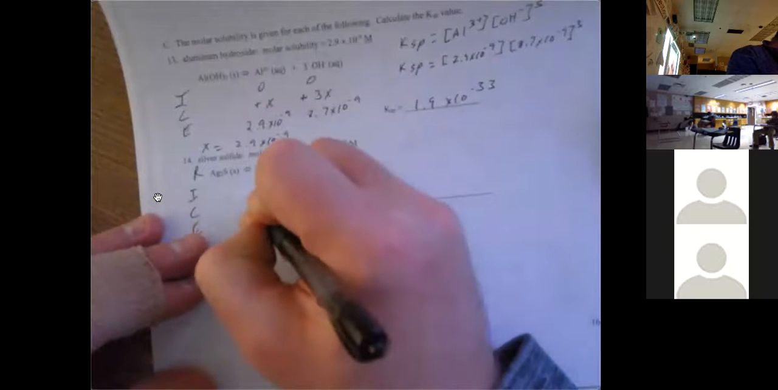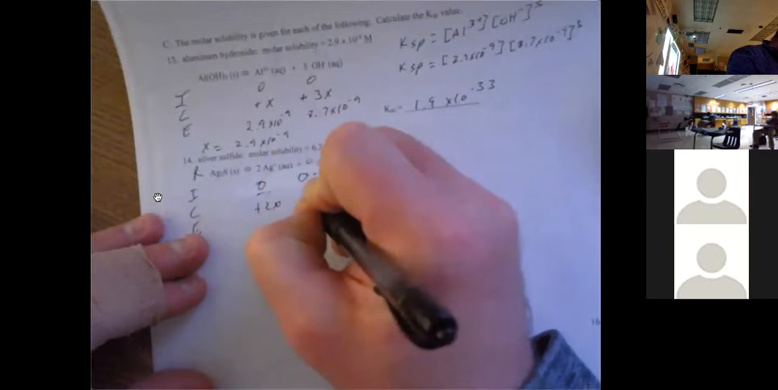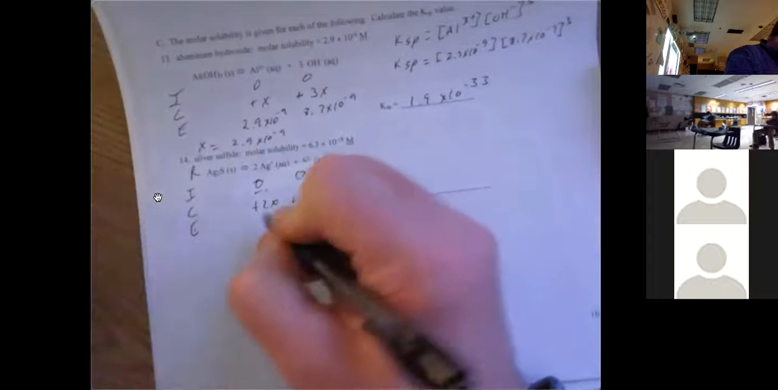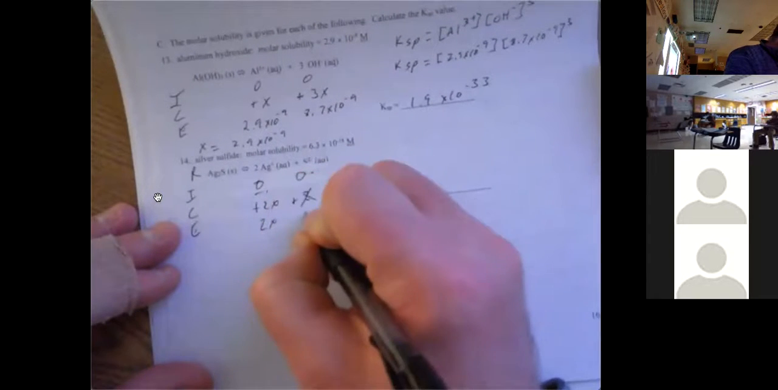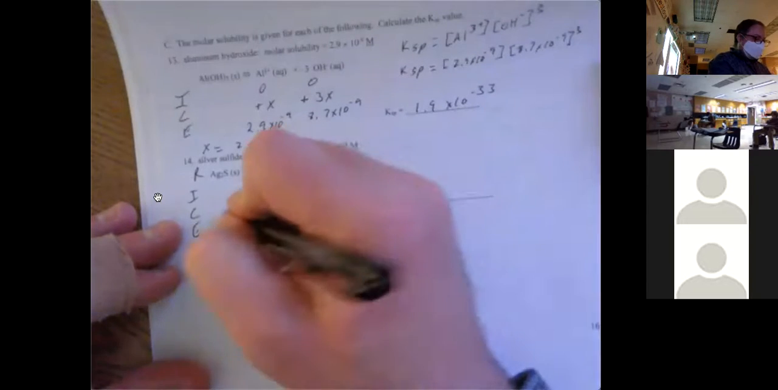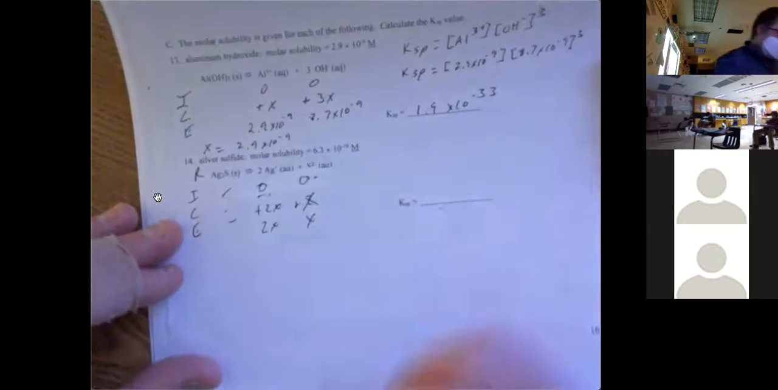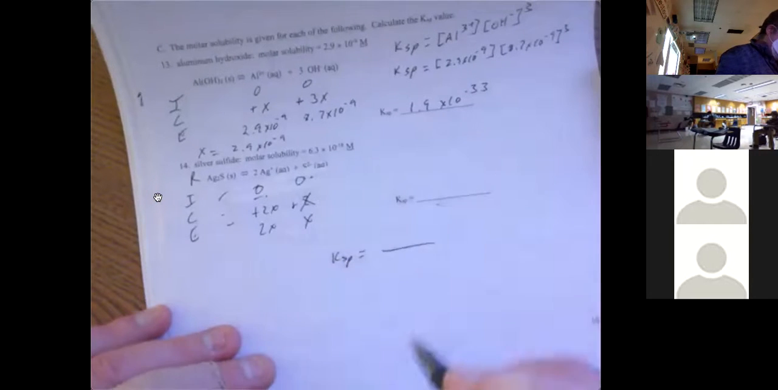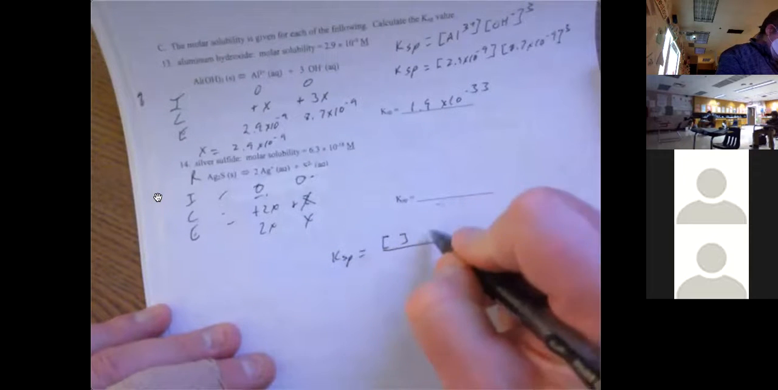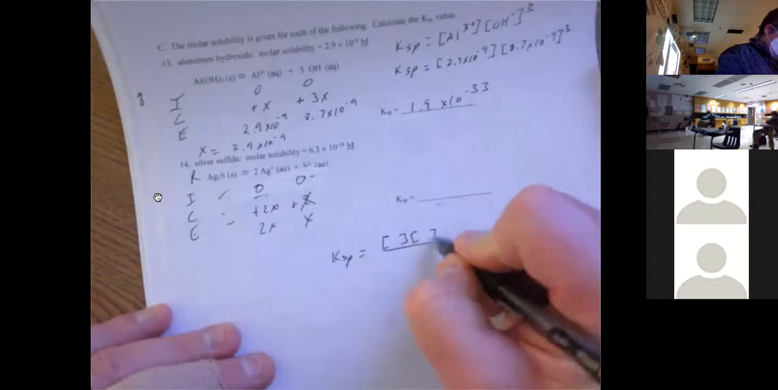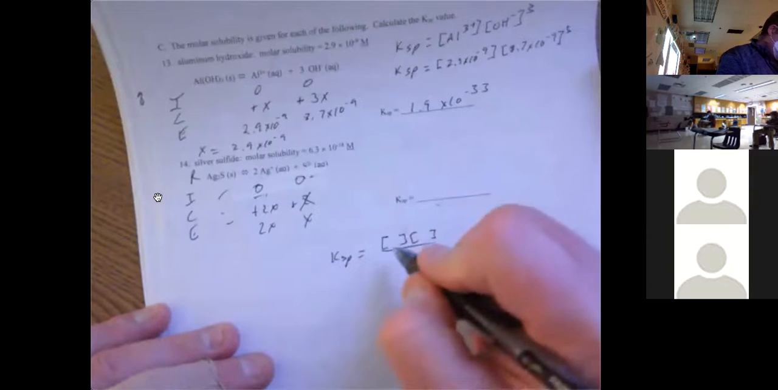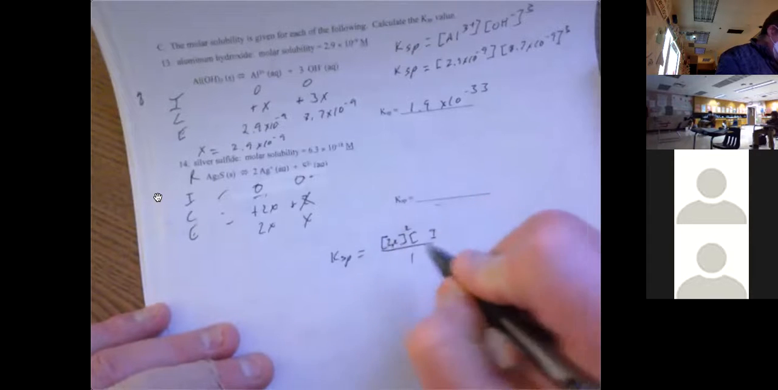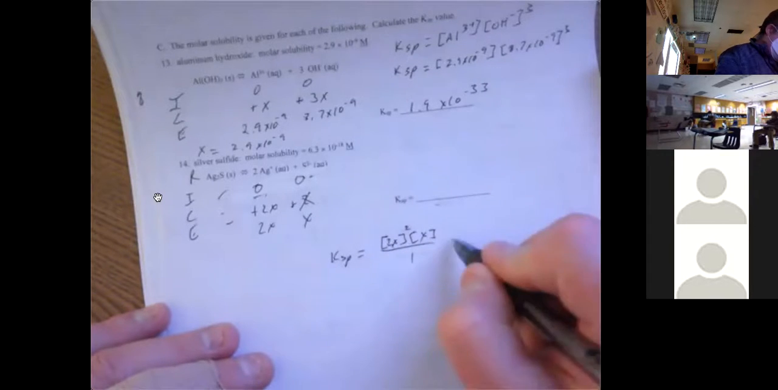Zero, plus 2x, and plus x. And then we basically have 2x and x here. Again, we don't care about solids. We have Ksp equals products over reactants, but in this case, the reactants we don't care about. This would be 2x squared, and this would be x.